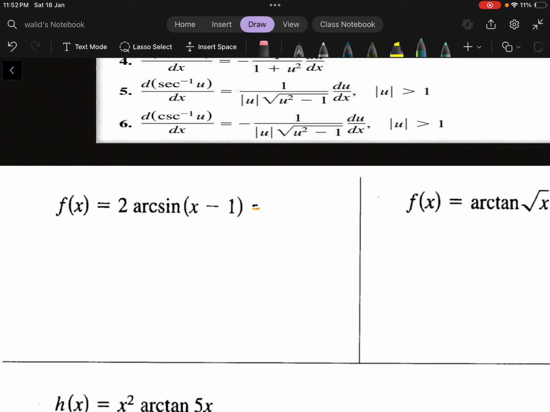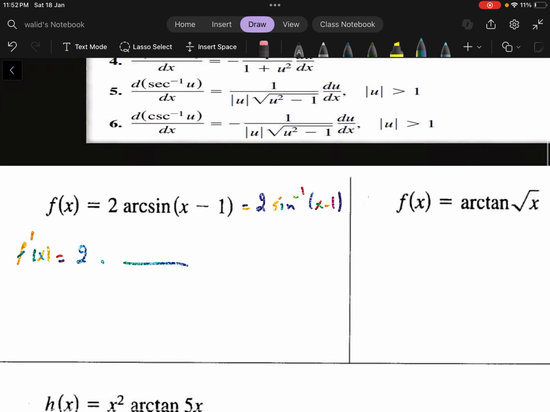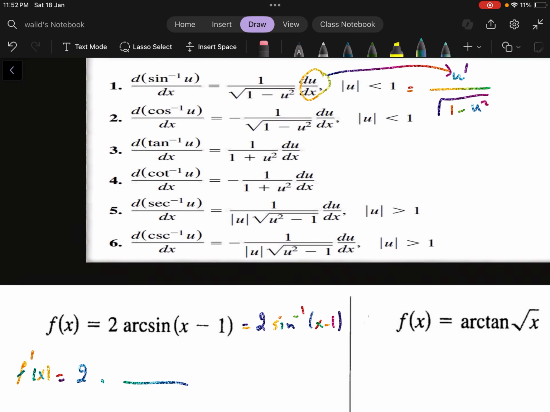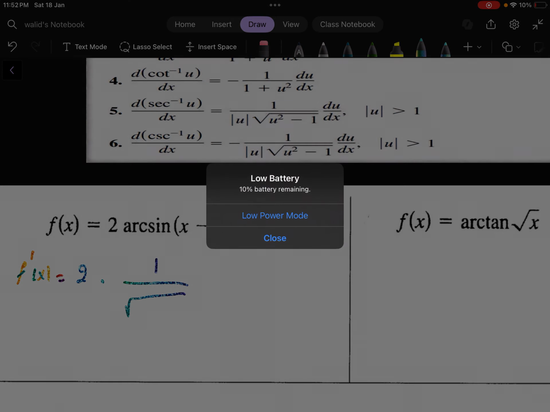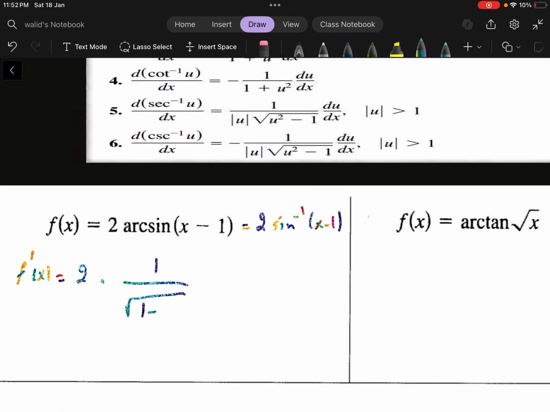If you want, you can rewrite the question first as 2 sine inverse of x minus 1. So the derivative is 2 times the rule for the sine, u prime over square root 1 minus u square. So u prime, the derivative of x minus 1, is 1 over square root 1 minus bracket x minus 1 square. Could be simplified, but not necessarily.